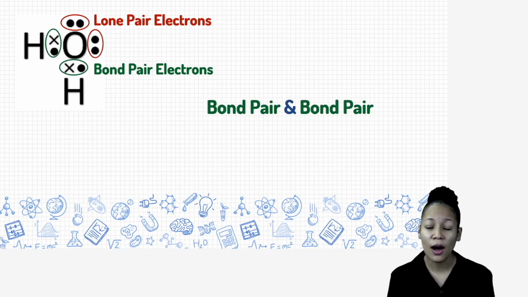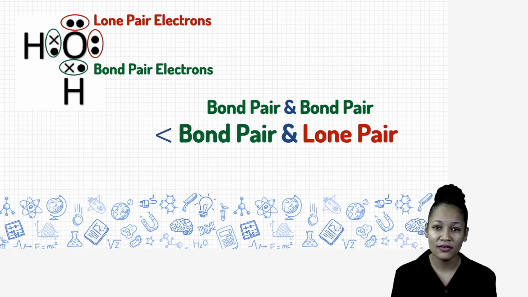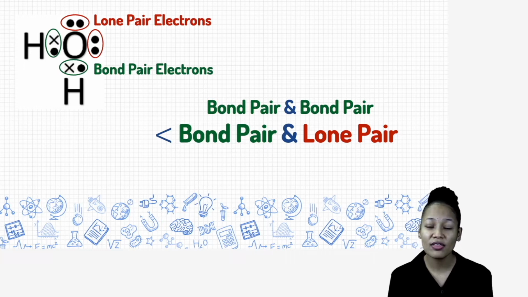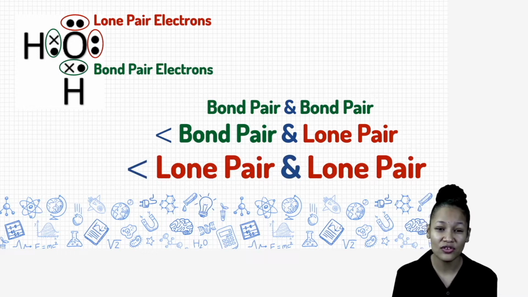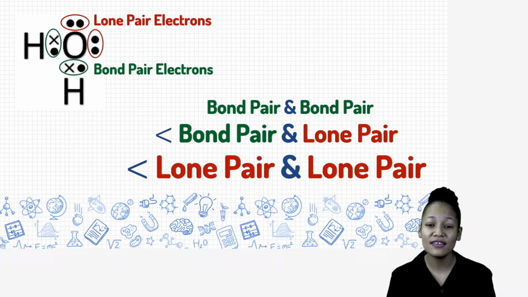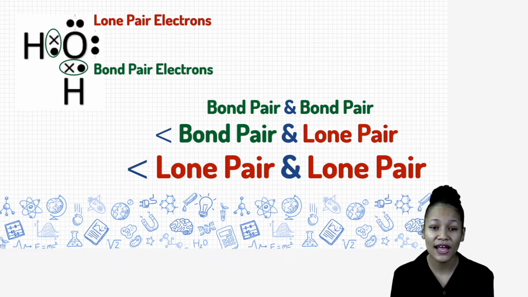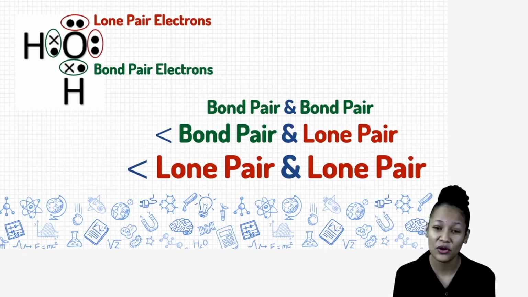So when we look at a bond pair exerting a force on another bond pair, like these 2 pairs of electrons, remember electrons are negatively charged, so they will repel each other. When we compare the bond pairs that repel each other versus a bond pair being repelled by a lone pair, we find that the bond pair and lone pair repel each other more. So these 2 electrons repel each other more than the bond pairs repel each other. When we look at a lone pair exerting a force of repulsion on another lone pair, there's even more repulsion, and that is why I've indicated this using the symbols you see on your screen.